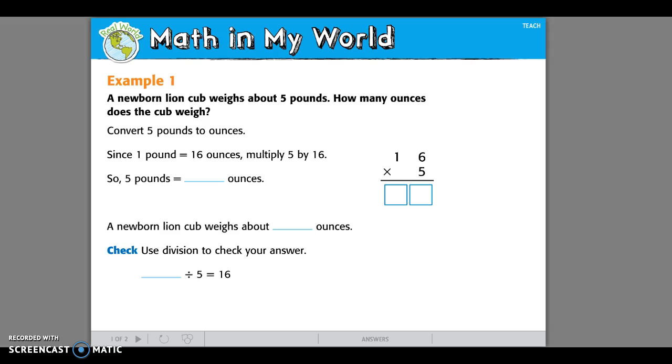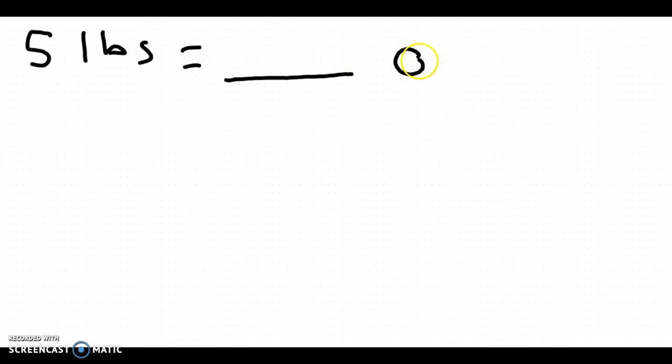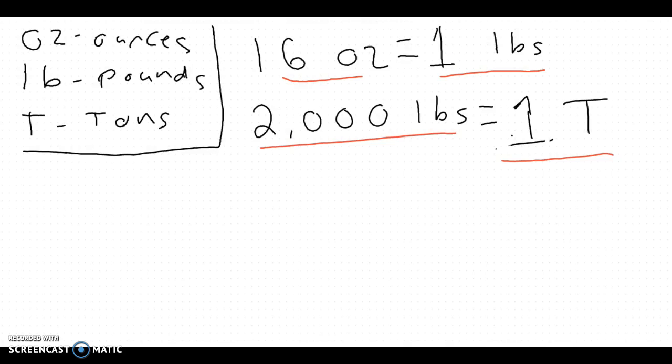All right, let's look at one real world example. It says a newborn lion cub weighs about 5 pounds. How many ounces does the cub weigh? So the cub weighs 5 pounds, and we need to know how many ounces that would be. So we're going to go back to our conversion chart. We know that 1 pound is 16 ounces.